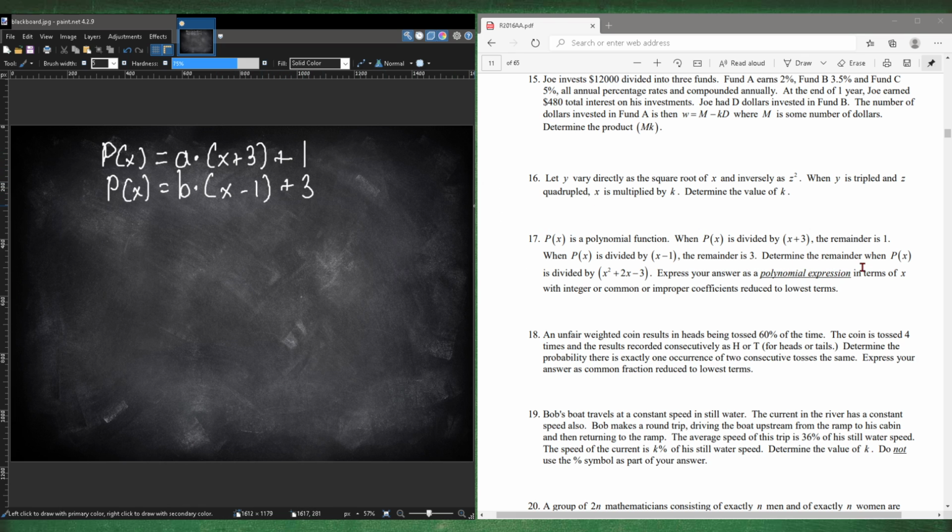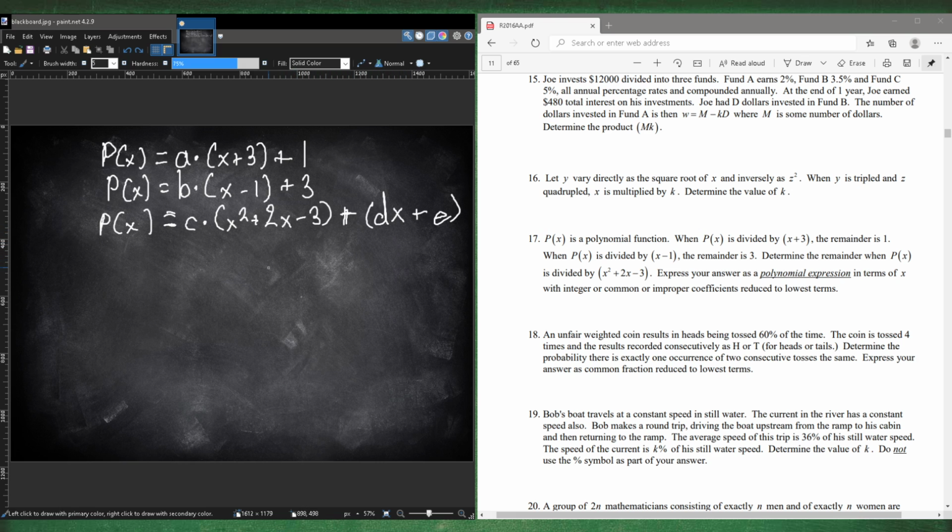Okay, determine the remainder when p of x is divided by x squared plus 2x minus 3. So p of x equals some kind of coefficient, c, times x squared plus 2x minus 3 plus some kind of remainder. So if this is quadratic, that means our remainder could either be linear or a constant. So let's just make some remainder, let's call that dx plus e, right? So if d is 0, then our e is going to be our constant, which makes a constant remainder. But it could be a linear remainder too. That's why there's a dx.